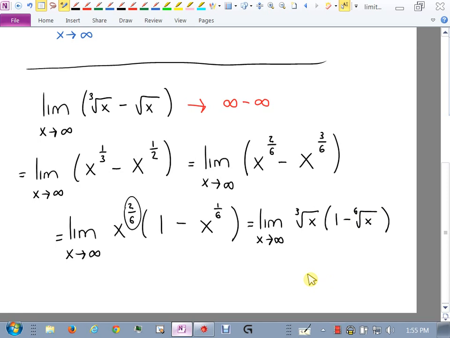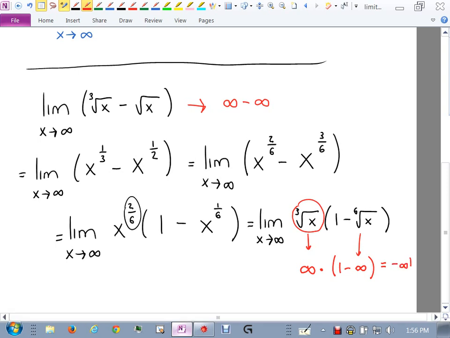Negative infinity is going to be our answer. Now let's see why. This one, when I let x go to infinity, the cube root of infinity is infinity. But now I have multiplication. I let x go to infinity. This one becomes 1 minus infinity. 1 minus infinity is negative infinity. Positive infinity times negative infinity is negative infinity. So our answer is negative infinity, and we box it up, and we're happy campers.